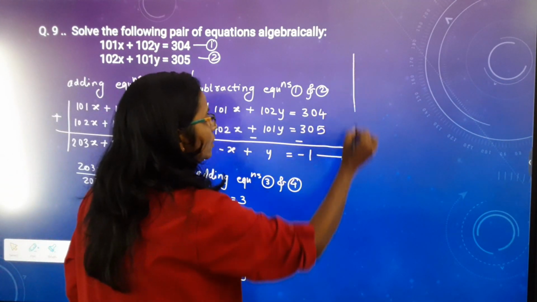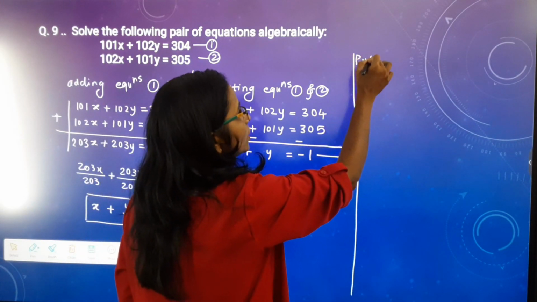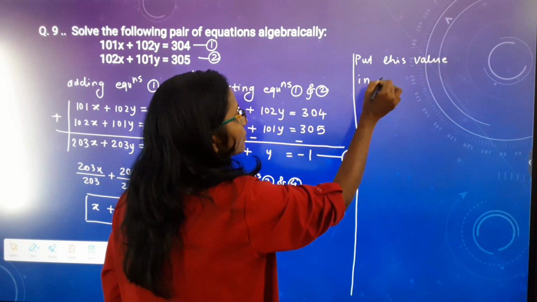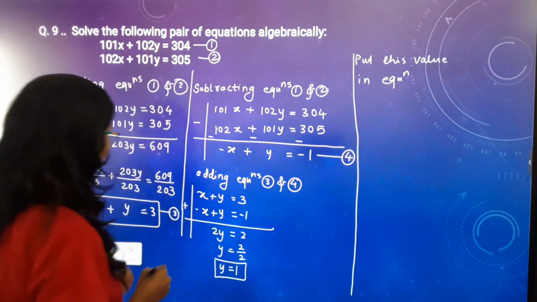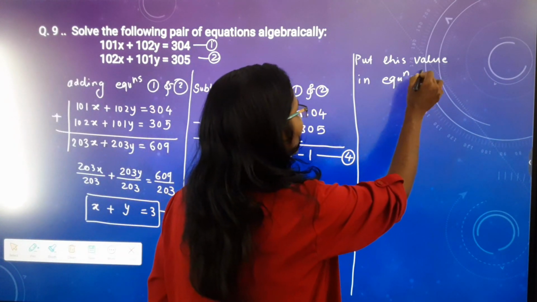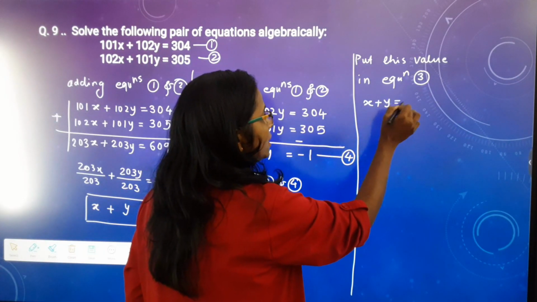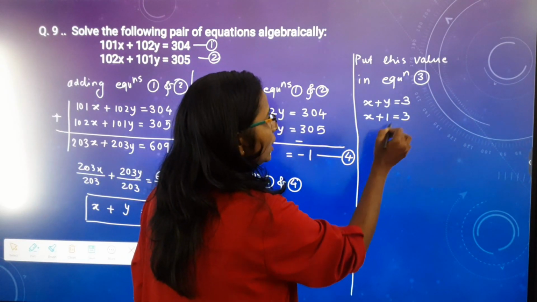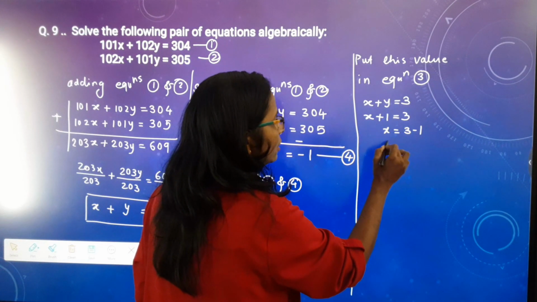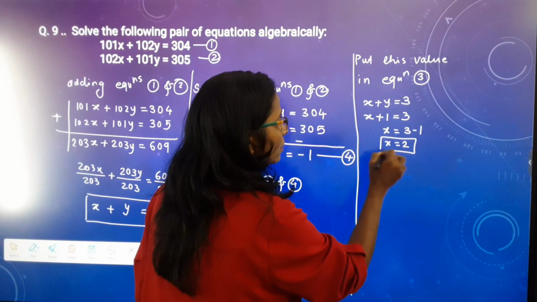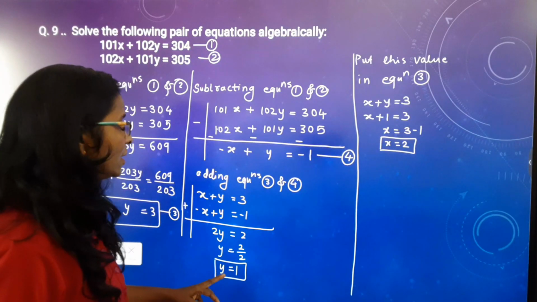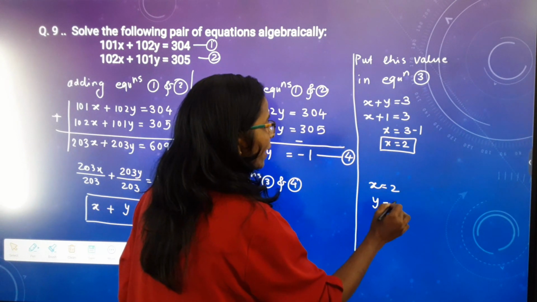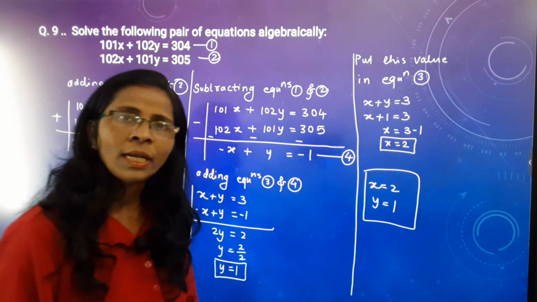Okay. Now students, put this value in equation 3. The third equation is x plus y is equal to 3. Now y is equal to 1, so x plus 1 is equal to 3. So x is equal to 3 minus 1, x is equal to 2. Okay, so now x is equal to 2, y is equal to 1. So we have the two values: x is equal to 2, y is equal to 1.